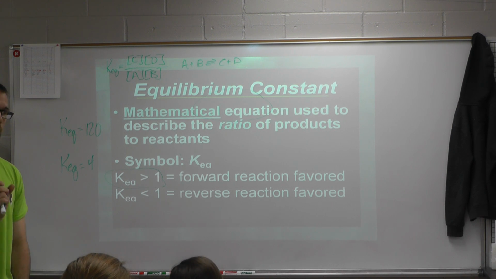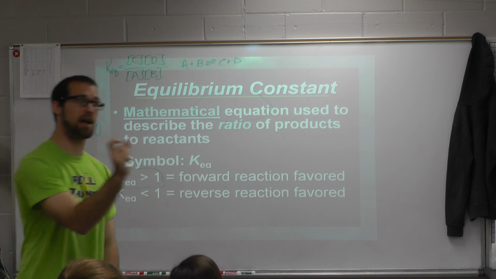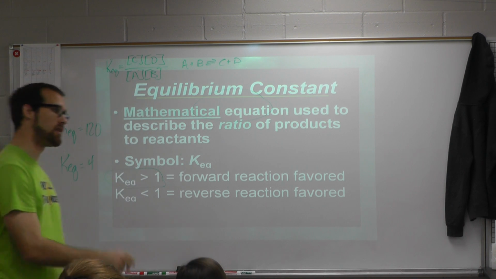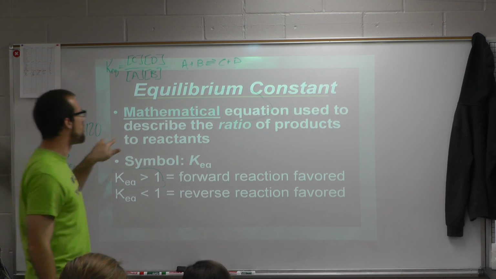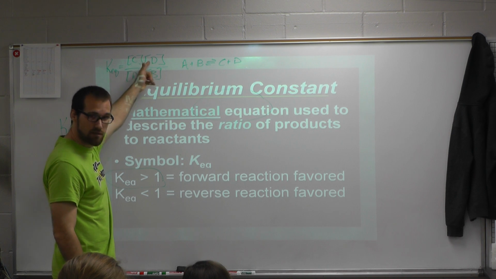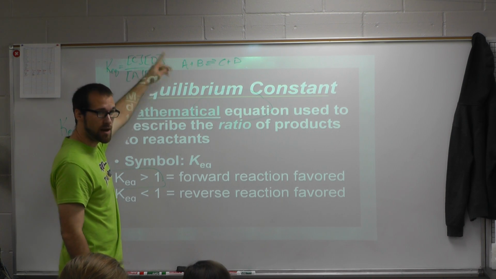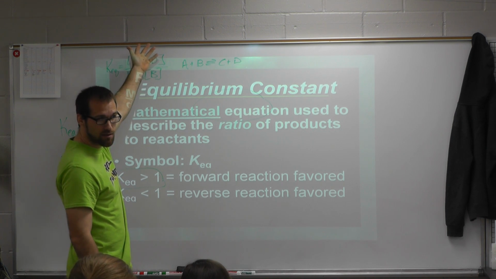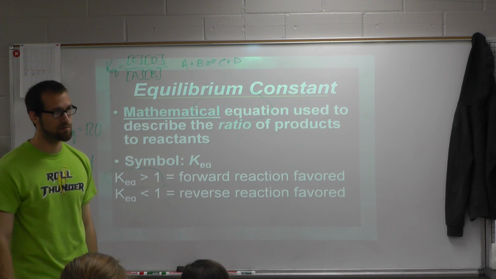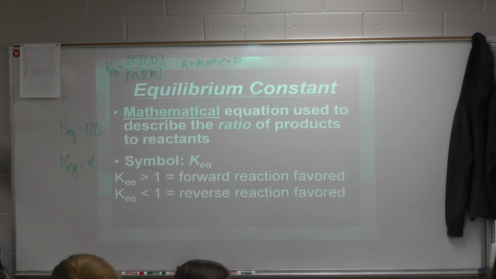Important conceptual piece that you should be able to get out of the math. And I'll show you how to do the equilibrium expression here in a little bit. So it would make sense that if the reverse reaction is favored, I would have more reactants than products, right? So big number on the bottom, small number on top. So I would give you a number that is large, less than 1.